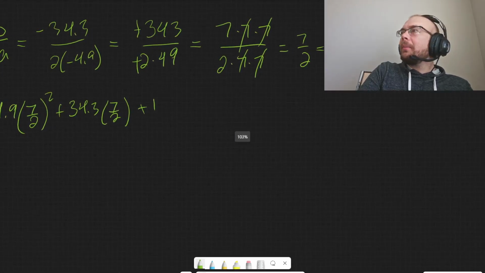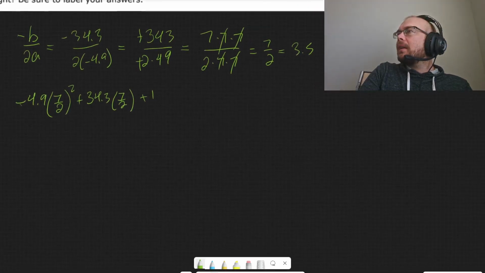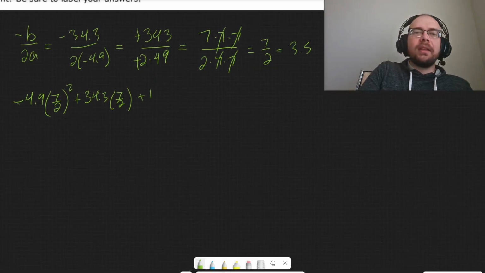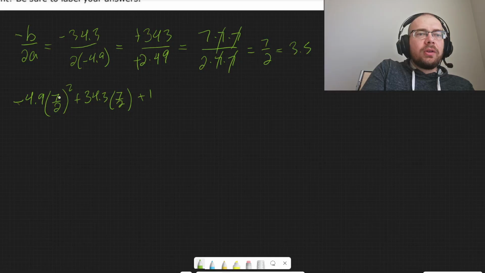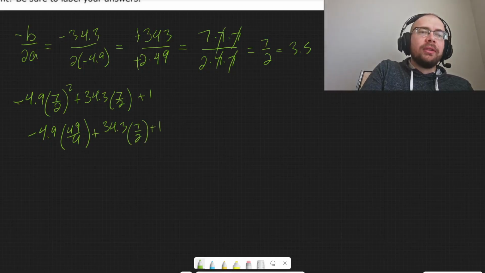Seems like it's a little small. Well, it's not that small, actually. Yeah, it's fine where it is. Yeah, I'll just do it like that, I guess. Okay, so 7 halves squared is going to be 49 fourths. So negative 4.9, 49 fourths, plus, that's going to be 34.3, 7 halves. So I'm doing the E step. Now I'll do the M step in PEMDAS.